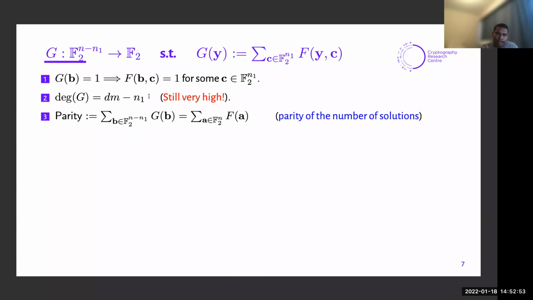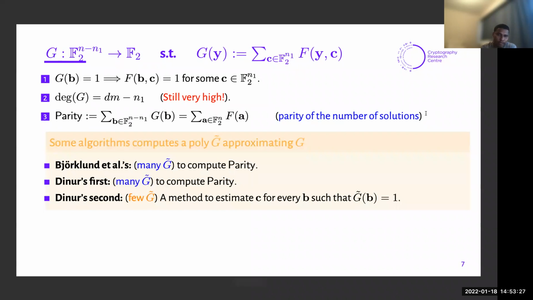Another property this polynomial has is that when you add together all the images of this polynomial, what you get is the addition of all the images of the initial polynomial f, and this addition is, of course, modulo 2. So at the end, what you have here is the parity of the number of solutions. And this is what the first algorithm of Dinur wants to estimate, which is the parity of the number of solutions. So, a quick summary here.